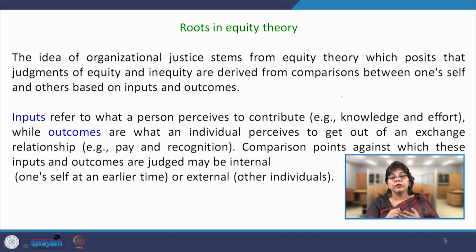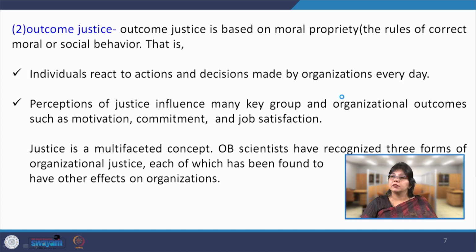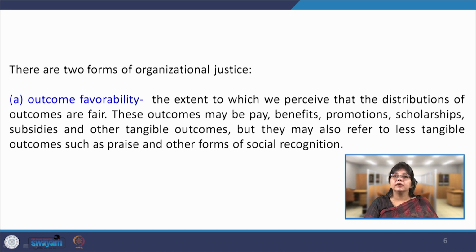So, this is how equity theory talks not only about proportionate input and outcome, but also about assessment or evaluation of one's own performance in comparison with other individuals. There are two forms of organizational justice: outcome favorability and outcome justice. Outcome favorability is the extent to which we perceive that the distribution of outcomes is fair.